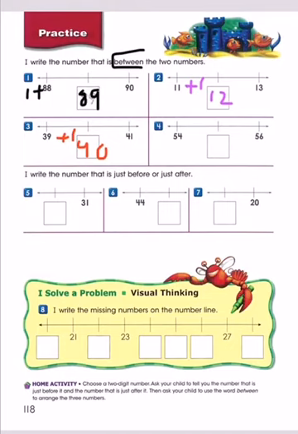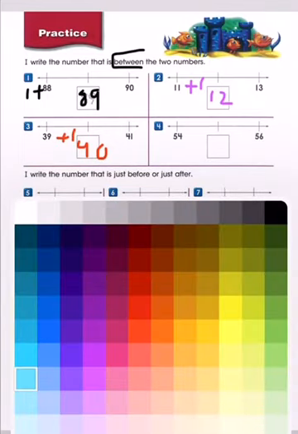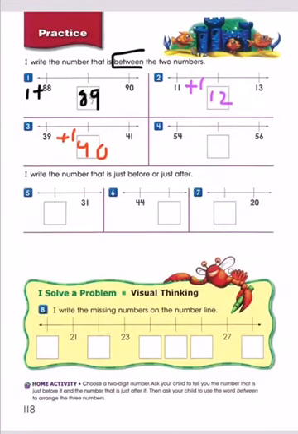Okay, and we have number 4. What's the number that came between 54 and 56? The number is 55. How can we know? Because we plus just one number to 54. We add just one number to 54. Okay? We have number 5.